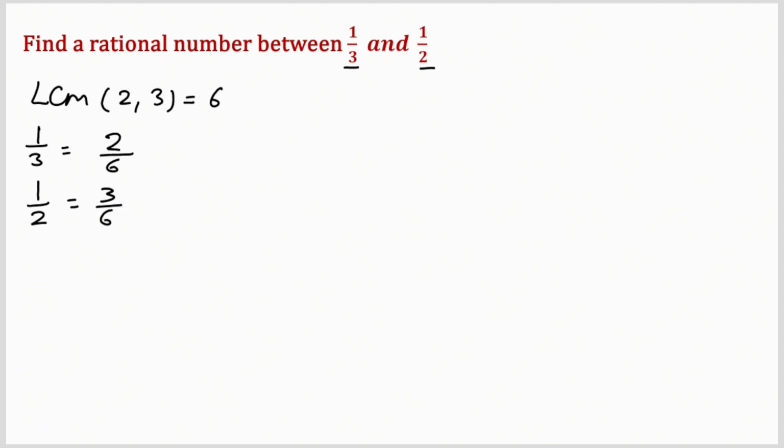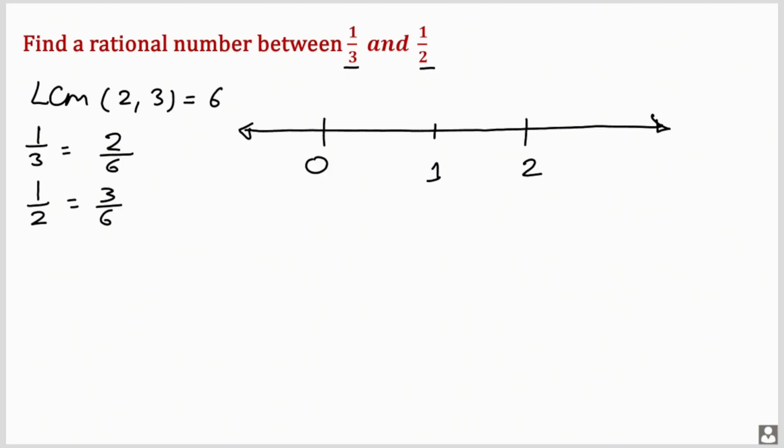Now how do we find the numbers on the number line? This is 0, this is 1, this is 2. Here we have 6 in the denominator and both numbers are greater than 0 but less than 1. So we will divide the 0 to 1 span into 6 equal parts. So 1, 2, 3, 4, 5 and 6 is this. Now where is 2 by 6? Here it is, 2 by 6. And where is 3 by 6? It is at the third position, 3 by 6.